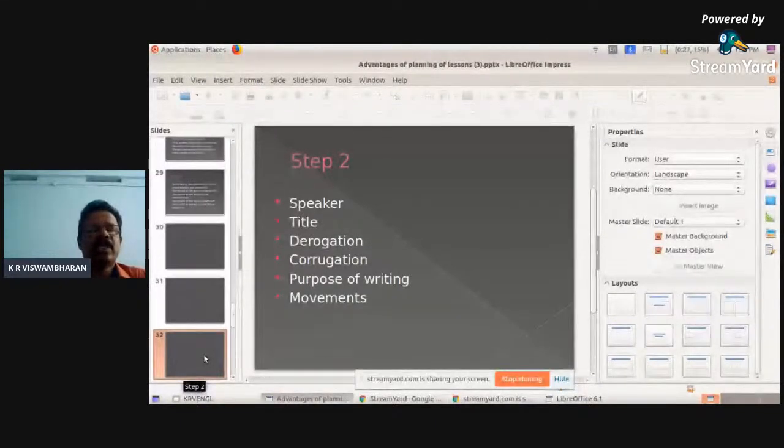When we are going to analyze critically a poem, we must know the emotion of the speaker, style of the speaker, title of the poem, denotation, connotation, purpose of writing, movements, etc. Let us see in detail.